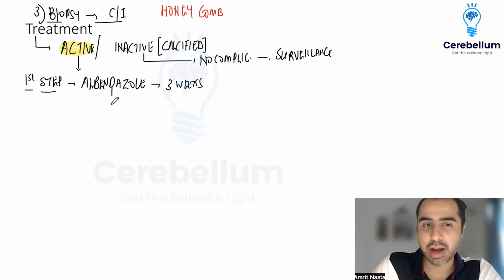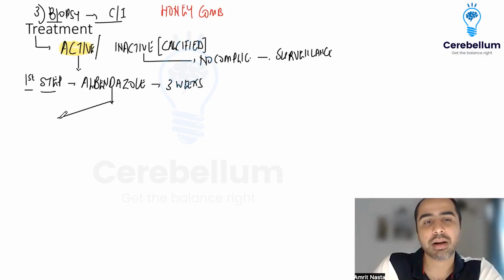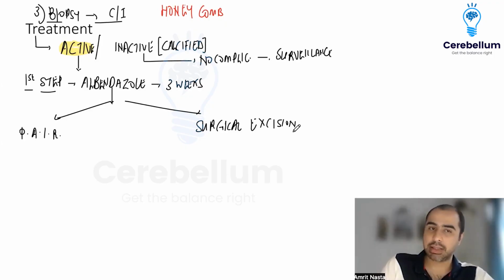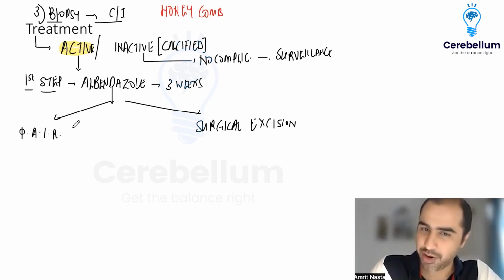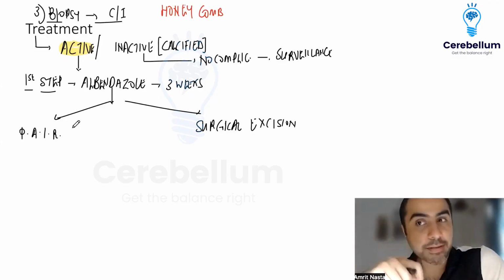After you have given albendazole for 3 weeks, now you have to do one of the two things. Either you will do PAIR procedure or you will do surgical excision. Okay, you have to do one of the two, either PAIR or surgical excision. What is PAIR I will tell you, but one step at a time. So first be very clear that the treatment is not albendazole. Albendazole is the first step of treatment.